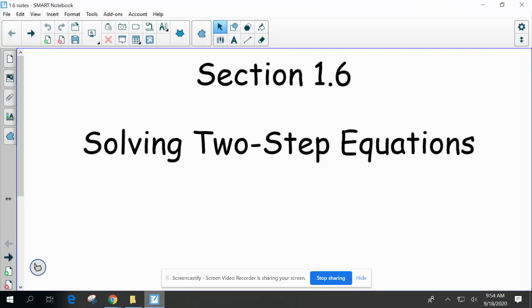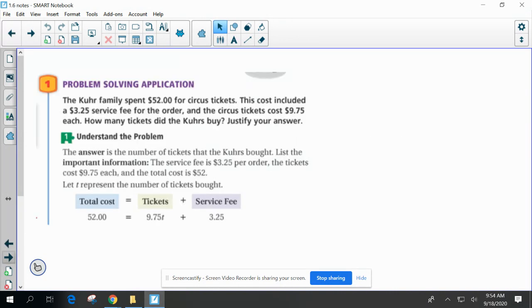Okay, so we are solving two-step equations. We only have 7 problems today. So our first problem, and you don't have to write down the word part of it, but we are trying to figure out, this family spent $52 for tickets, and the cost includes a $3.25 service fee, and then the tickets cost $9.75 each. How many tickets did they buy?